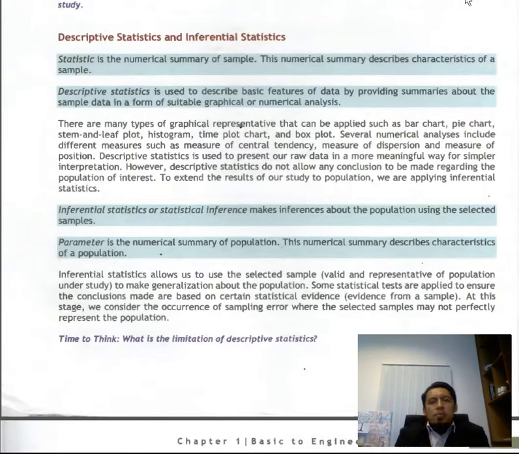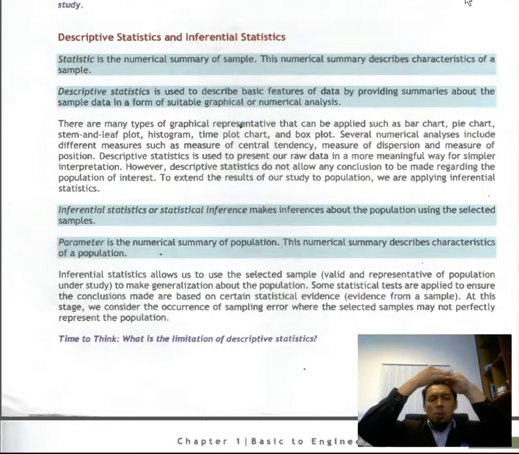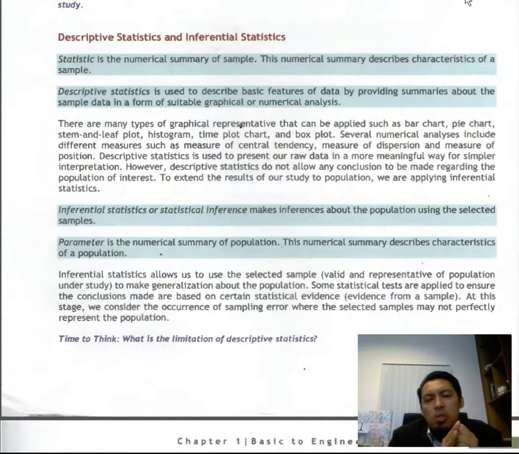Okay, descriptive statistics and inferential statistics. This is basically the two main branches that you are going to later learn in statistics. Statistics is the whole thing, right? But under statistics, you have descriptive statistics and inferential statistics. Okay, specifically in chapter 1, you are going to learn descriptive statistics. What is actually the difference between these two?